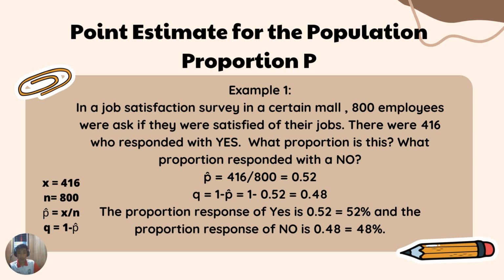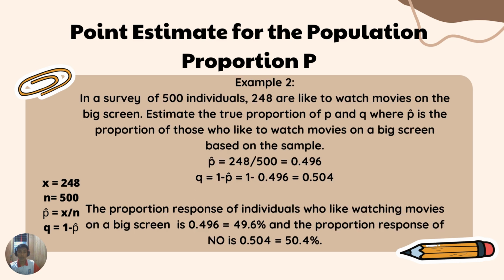The proportion response of yes is 0.52, or equal to 52%, and the proportion response of no is 0.48, or equal to 48%. And if we total these two percentages, it will result in 100%. Next, let's proceed to our example number 2.